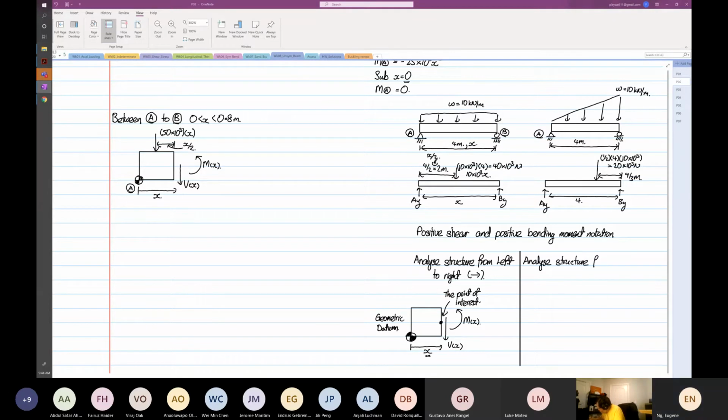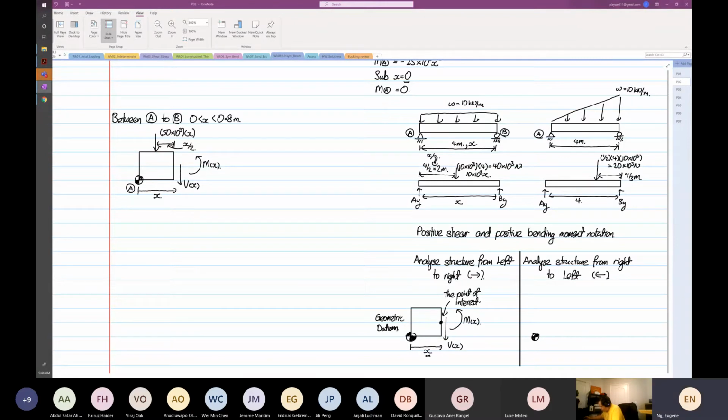from right to left now. So you're going to analyze in the other direction. Later on, I will show you an example, then it's more clear for me. So the geometric datum is still on the left-hand side. It did not change. But now the point of interest is the other side of the beam.